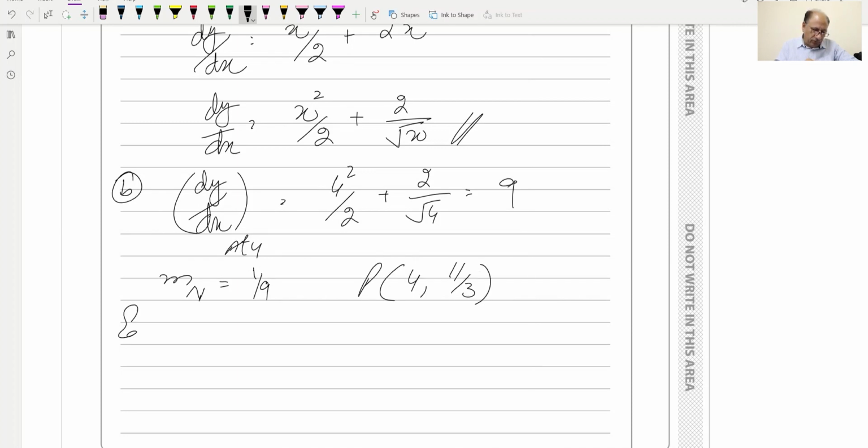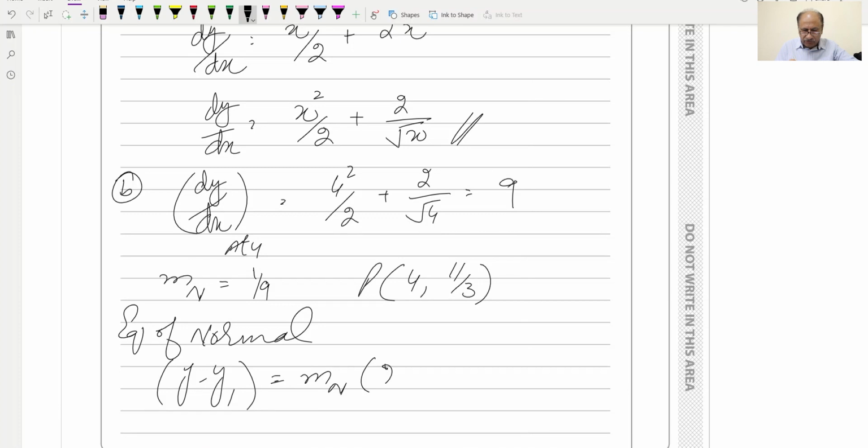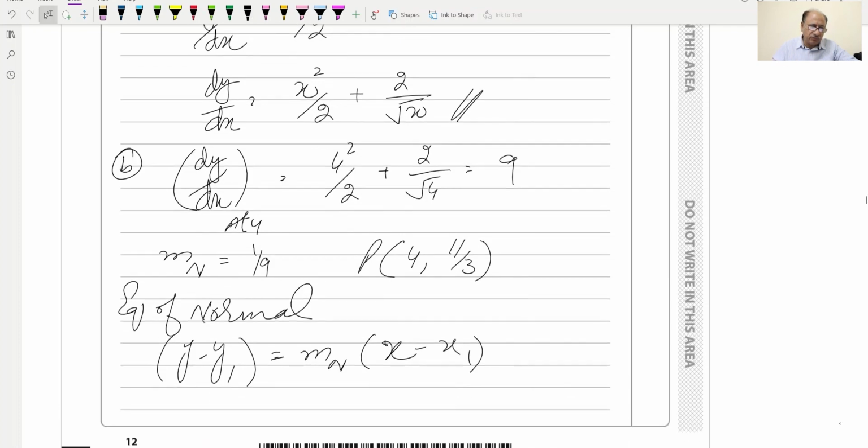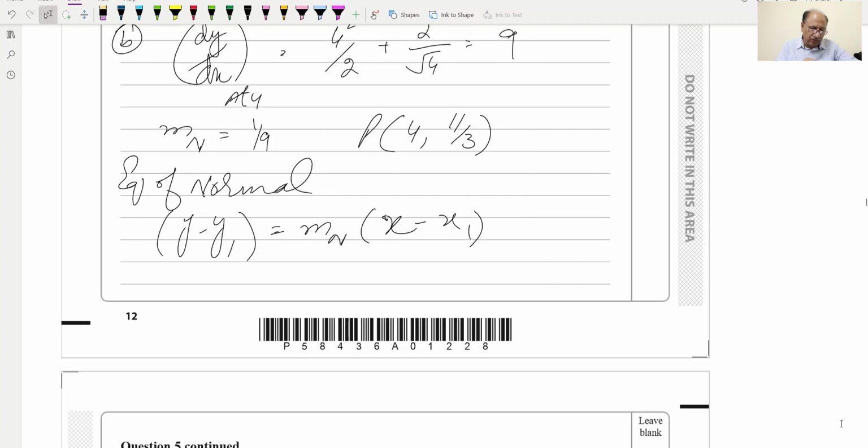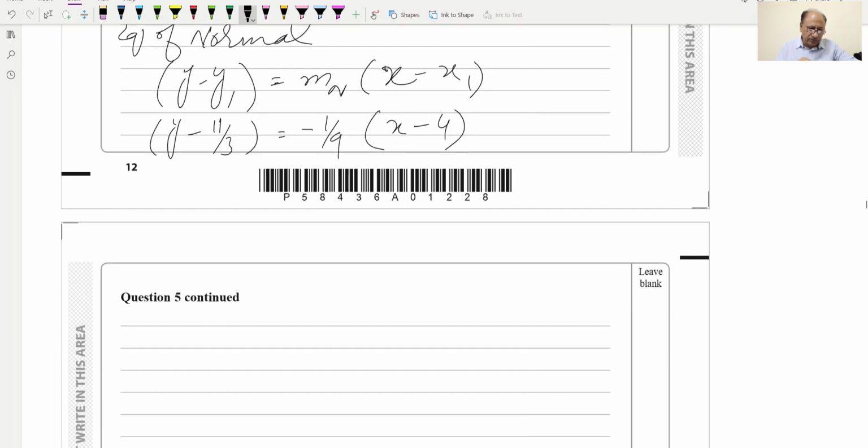Now the equation of the normal will be equal to y minus y1 is equal to m of the normal into x minus x1. This is what we will apply. y minus 11 over 3 will be equal to, this should be minus 1 over 9, basically the reciprocal and change the sign also. So minus 1 by 9 into x minus 4, and now further we can simplify.